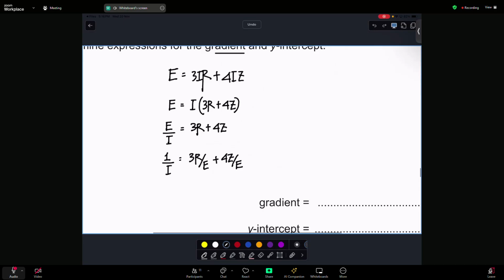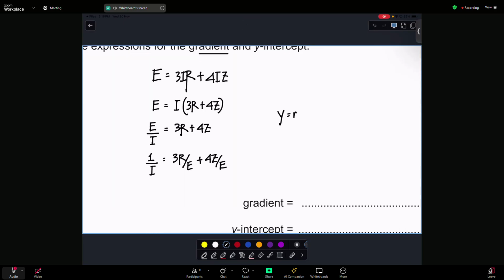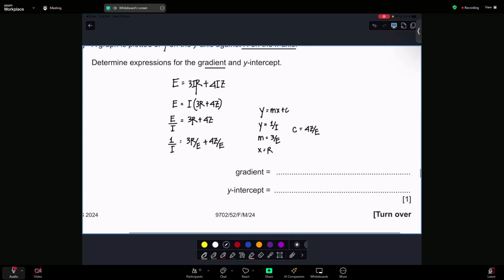So tomorrow exam you have to do this separately. Y equals to mx plus C, and say individually what is what. So Y equals to 1 by I. M, the gradient is going to be what? 3 by E. X-axis is obviously R, and C is equal to 4Z by E. Clear? So that is it. So 1 mark for that.